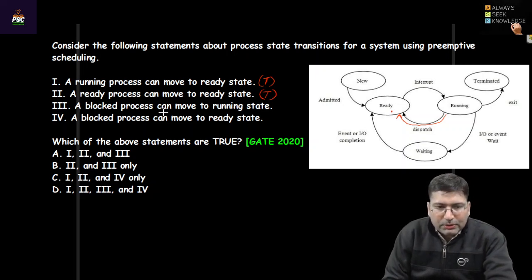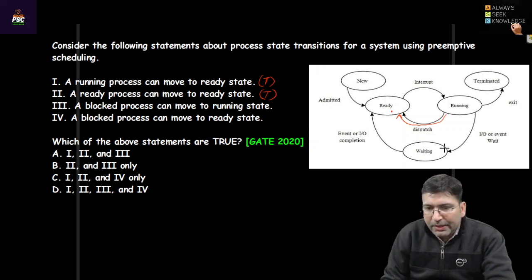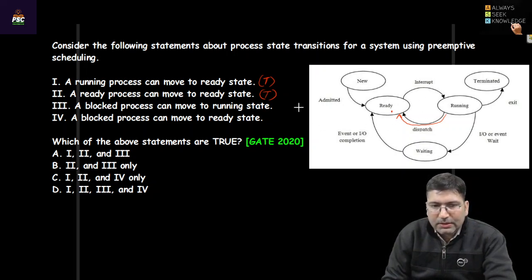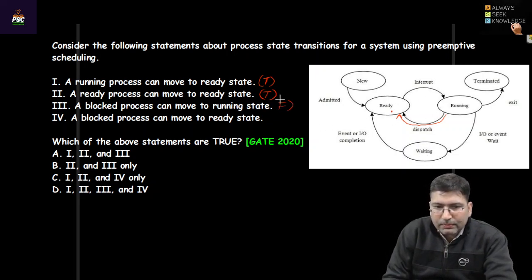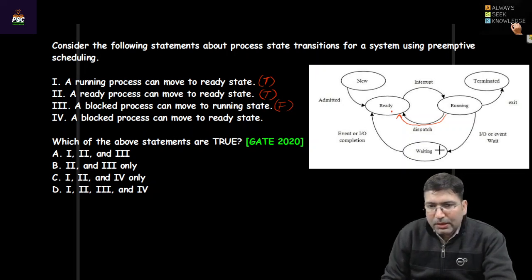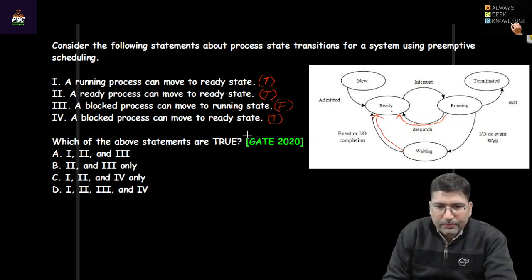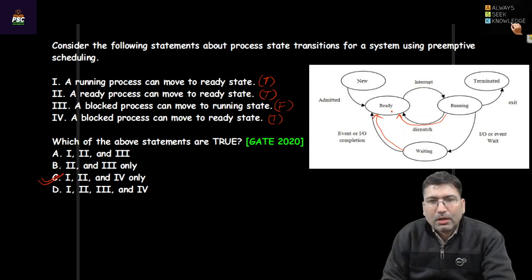A blocked process can move to running. Blocked means waiting. Waiting to running, there is no transition. That means it is false. And a blocked process can move to ready state. Blocked means waiting state to ready, there is a transition possible, this transition. So that means it is also true. So the answer will be first, second, and fourth will be true. That means C is the right one.